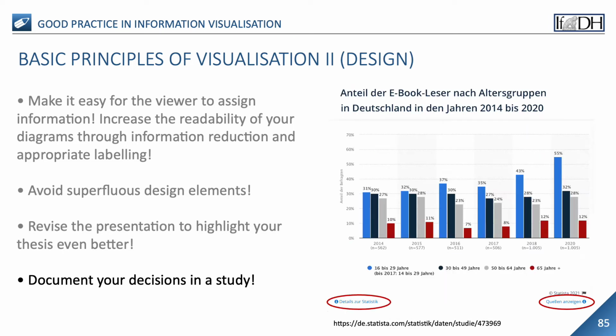Document decisions in a study and put a reference to it below your graph. Before you made the graph, a number of decisions were necessary. How was the data collected, processed and categorized? According to which question and under which focal points was the analysis carried out?